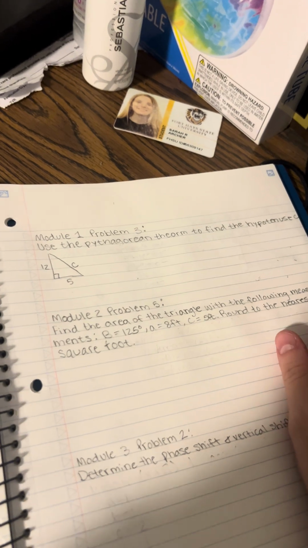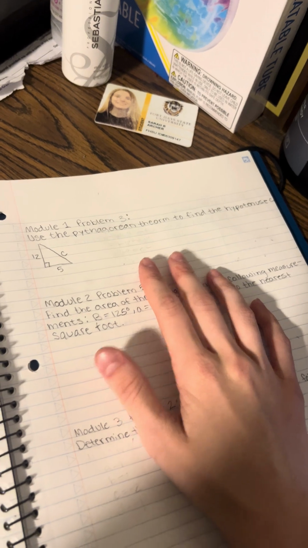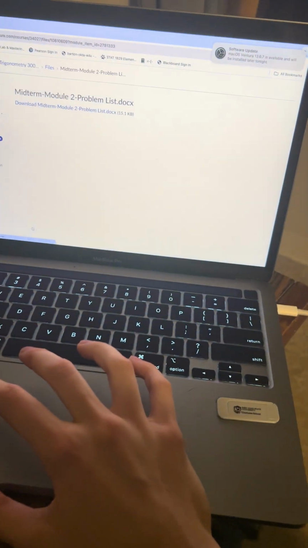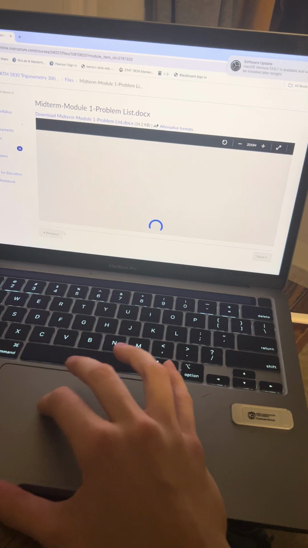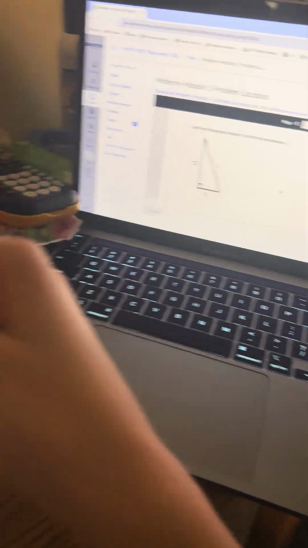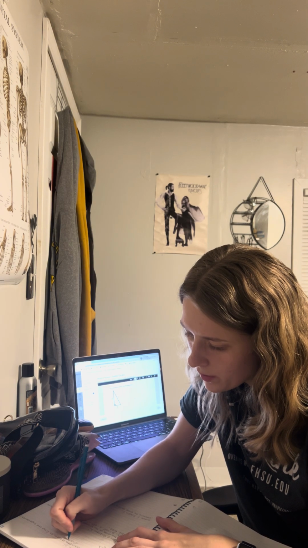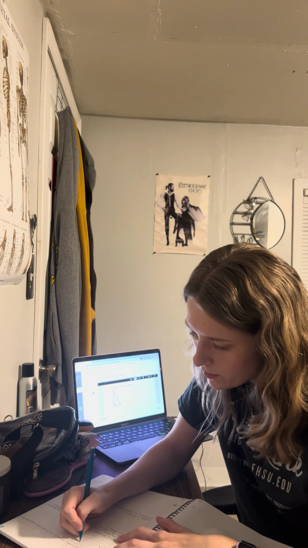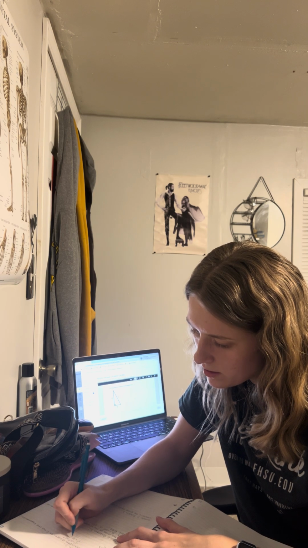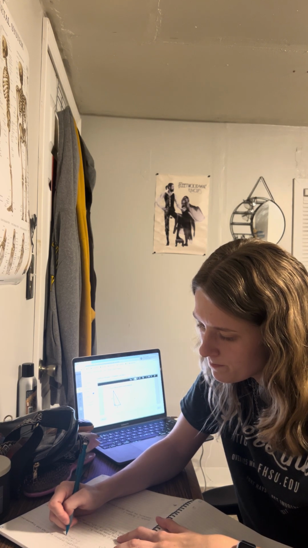I have already written down the problems that I would like to do. So for Module 1, I'm going to use the Pythagorean theorem to find hypotenuse C. Go ahead and pull that up on my laptop as well. Let's do problem 3. So we'll go ahead and put you back up here so you can see me. And we'll do the Pythagorean theorem: a squared plus b squared equals c squared. And the first side given is 5, and then the other side given is 12. So you'll do 5 squared plus 12 squared equals c squared.